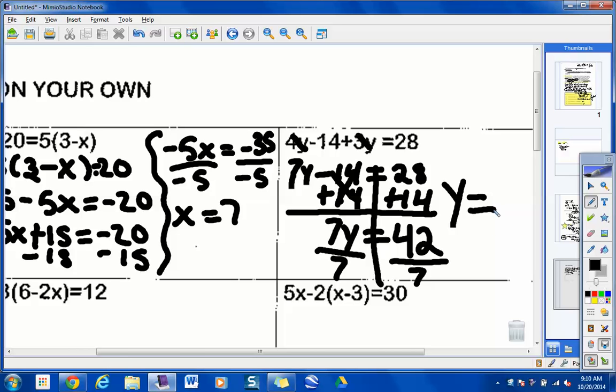42 divided by 7, helper. 6. Excellent work, gang. That's awesome. Very good. First two are great. Okay. You can pick someone to do the third one.